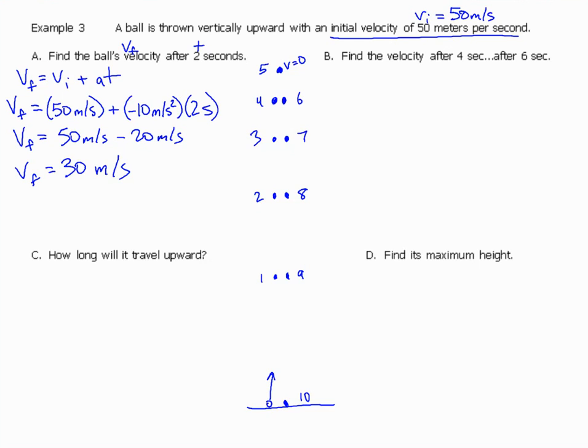Find the velocity after 4 seconds and then after 6 seconds. So we are looking for vf at 2 different times. One formula that relates velocity and time. So final velocity. Initial velocity is 50 meters per second. Acceleration is negative 10 meters per second squared. And in the first example, the time is 4 seconds. So what we have is 50 minus 40, and that is 10 meters per second.